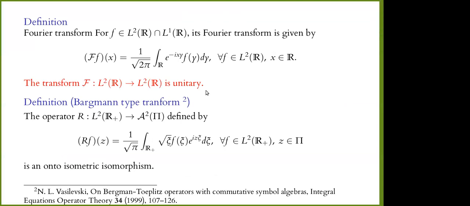Before that, let us recall some definitions. Whenever f comes from L¹ ∩ L²(R), its Fourier transform is nothing but an integral operator with integral kernel e^{-ixξ}, and it is known that this operator can be extended as a unitary operator on L²(R). Also, the Bergman type transform R, introduced in the paper in 1999, is an onto isometric isomorphism from L²(R⁺) to A²(Π).